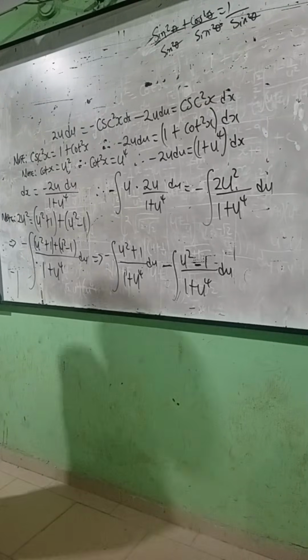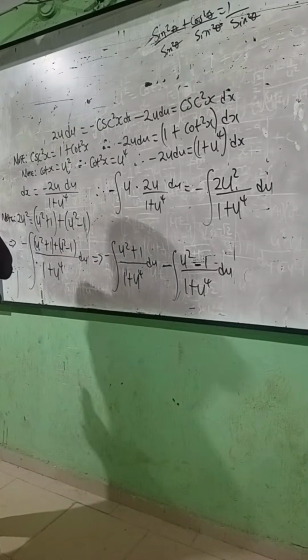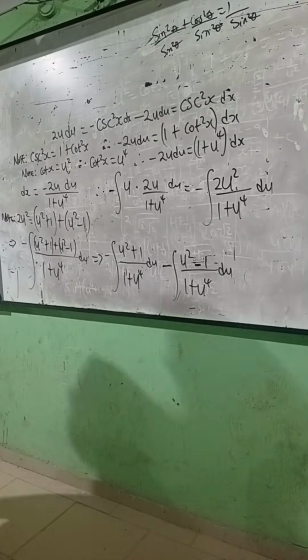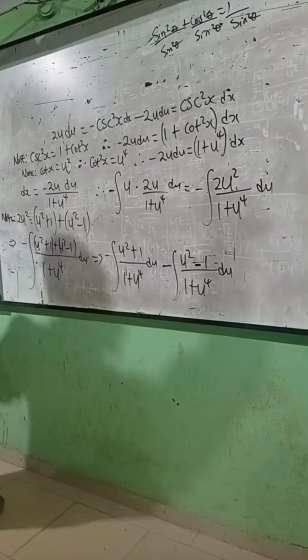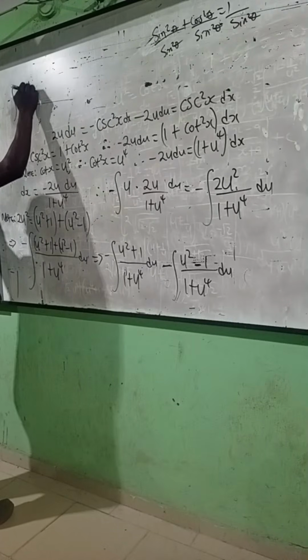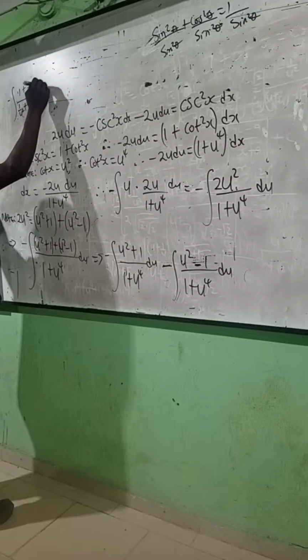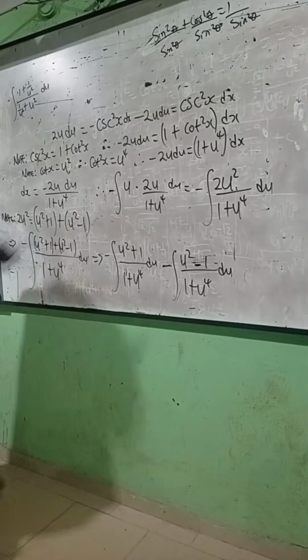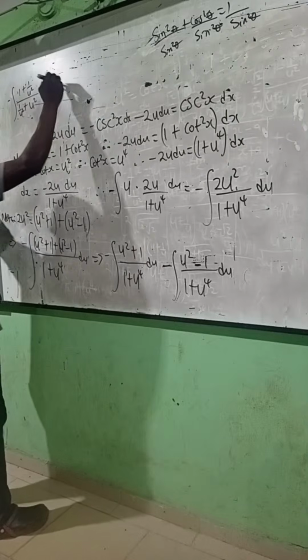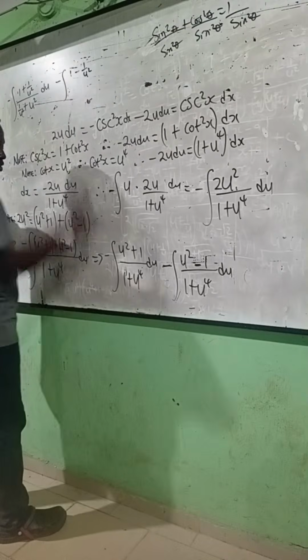Divide 2 by u squared, 1 over u squared. Okay, we can write it out. Now let's move. Divide all through by u squared. So we have minus integral of what? 1 plus 1 over u squared over 1 over u squared plus u squared du. We are dividing all through by u squared. Minus integral of 1 minus 1 over u squared. Write it there.